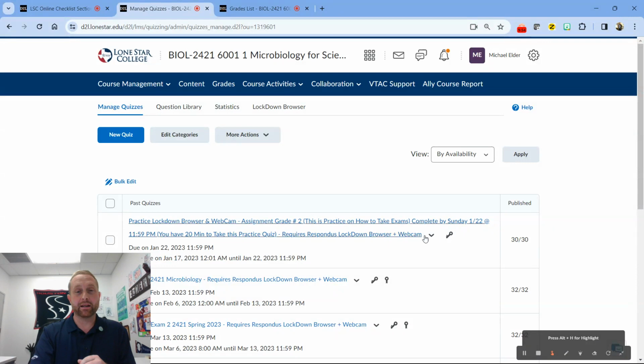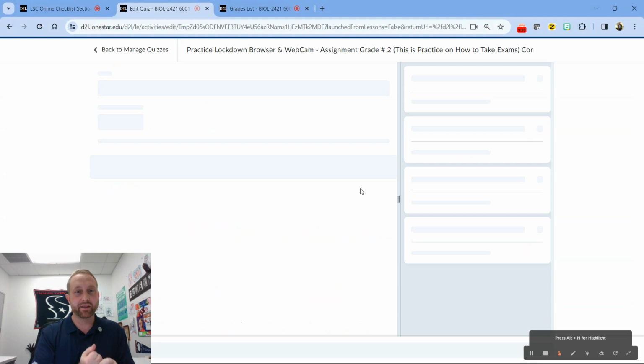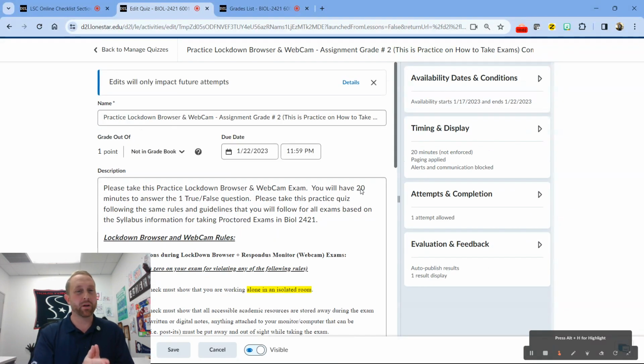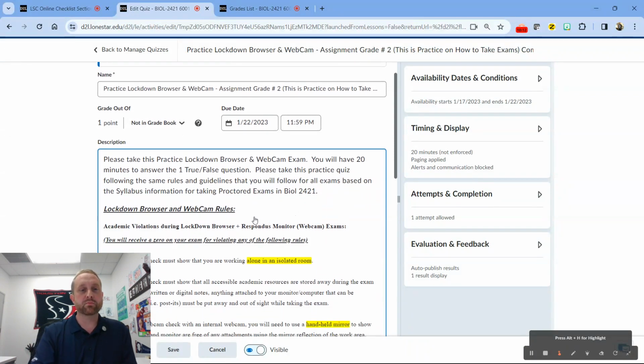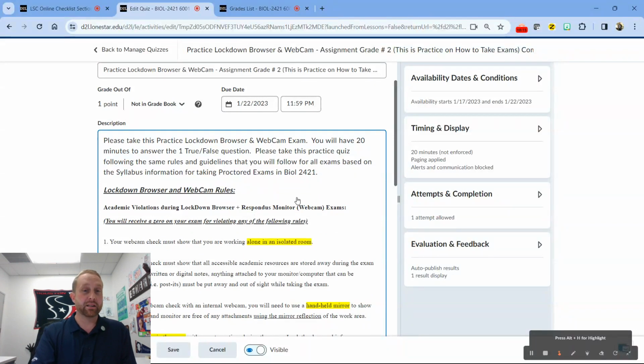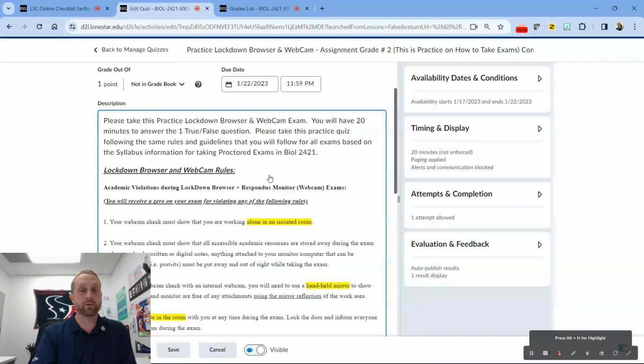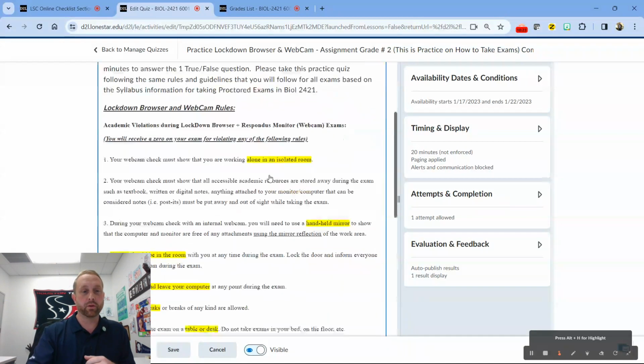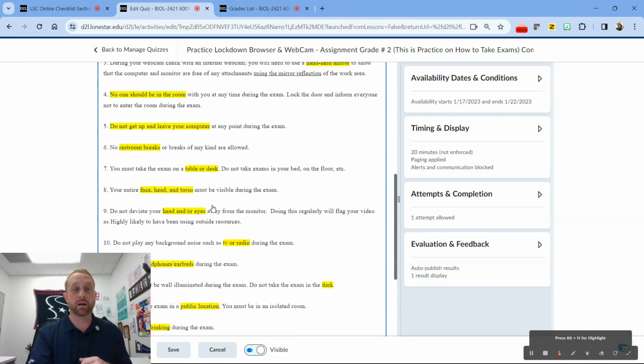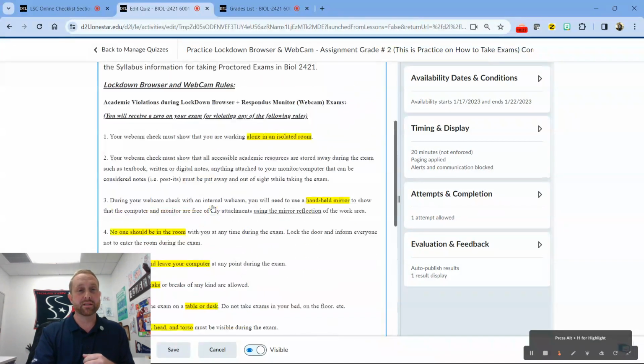And then if I click on this, let's look at what that looks like really quickly. What I like to do for this is tell them I want them to treat this as if it was an exam. This is where they're going to take their exams in the online course, through Respondus Lockdown Browser and Webcam. For this practice quiz, I explain in the description that I want them to walk through it like they're taking an exam, walk through all the protocols involved with that. I provide them with the lockdown browser and webcam rules from the syllabus there.